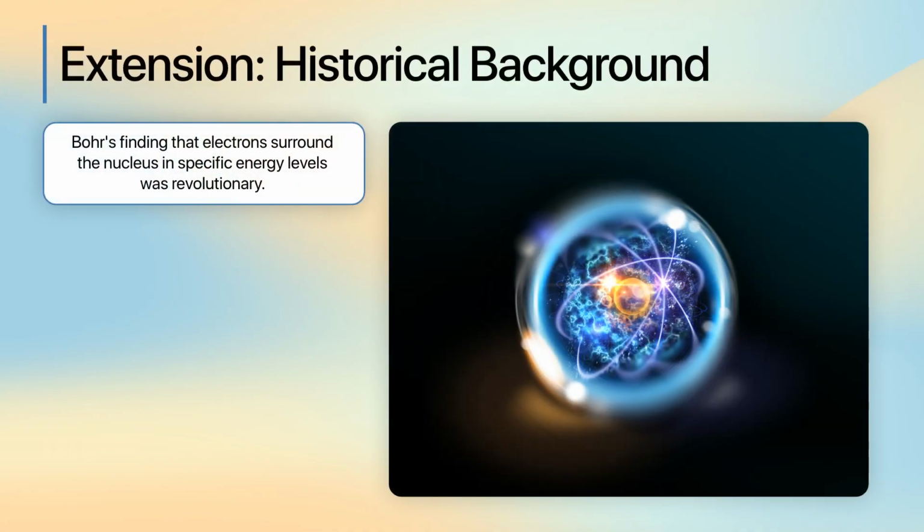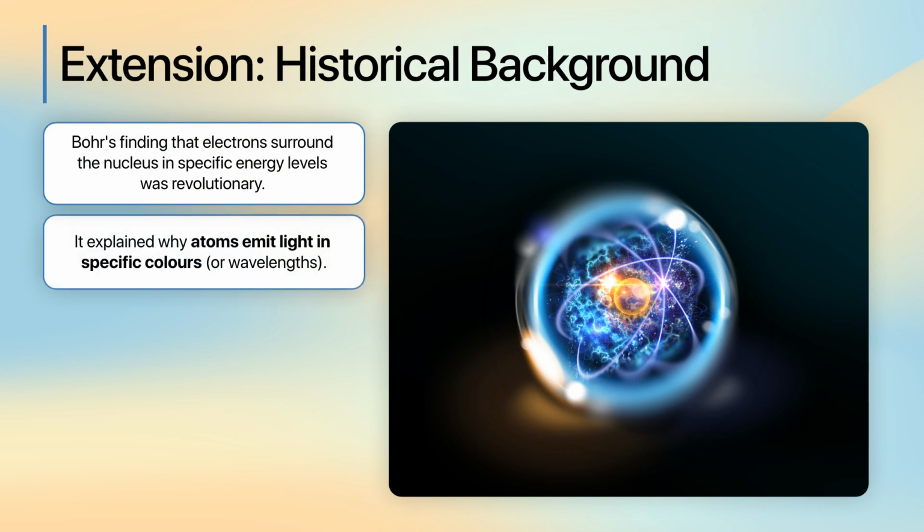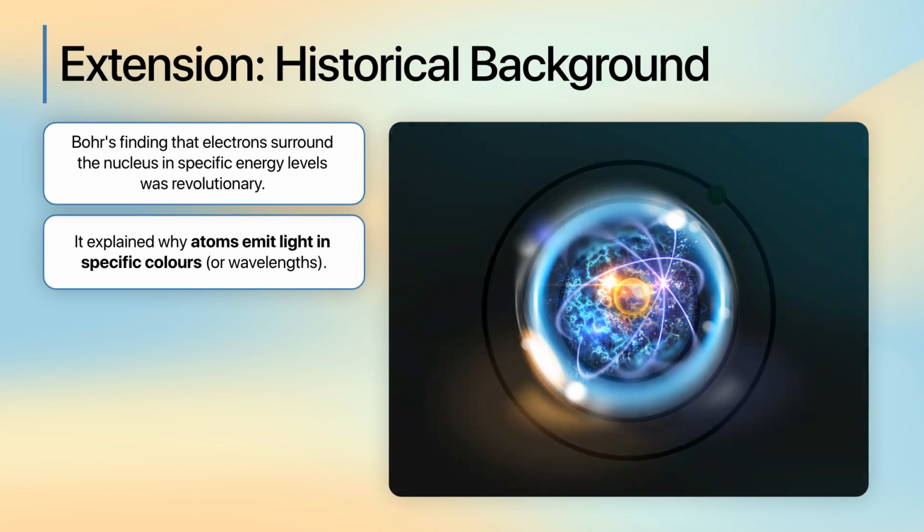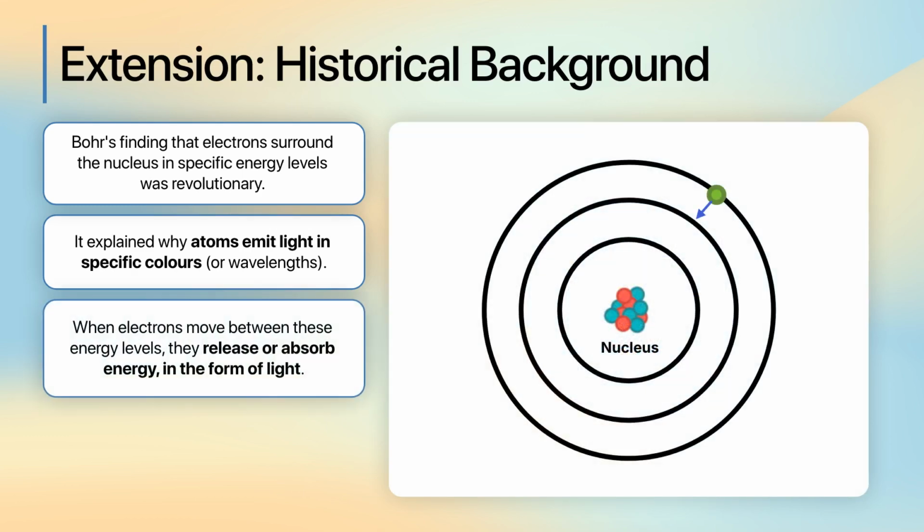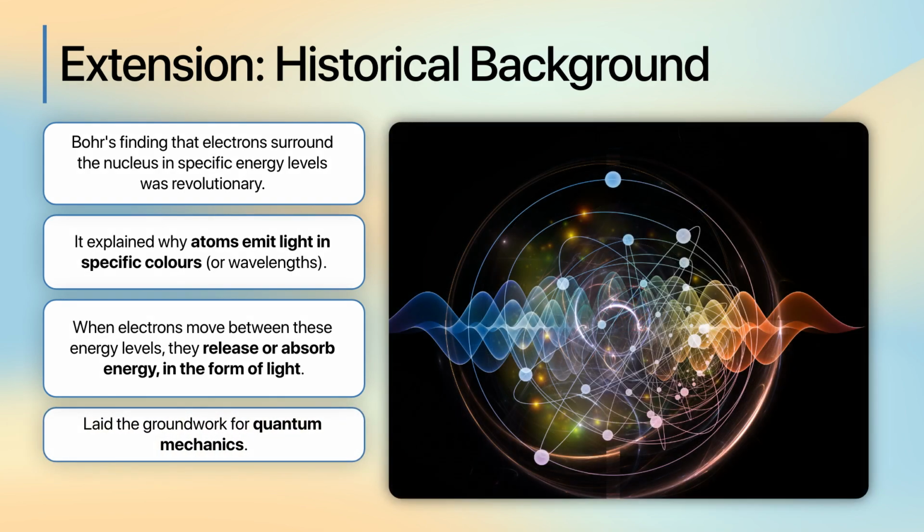Bohr's finding was revolutionary because it explained why atoms emit light in specific colors or wavelengths. His model showed that when electrons move between these energy levels, they release or absorb energy in the form of light. This discovery was crucial in advancing our understanding of atomic behavior and laid the groundwork for quantum mechanics, which is a fascinating area of study.